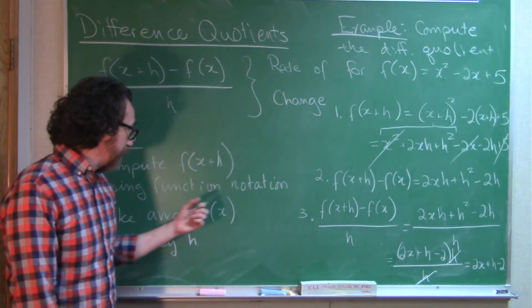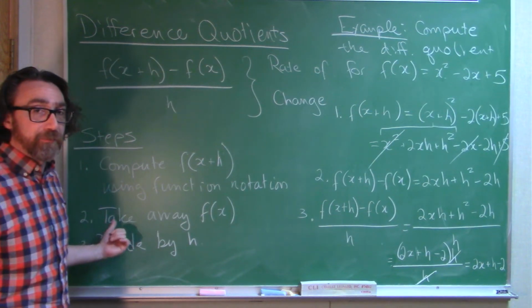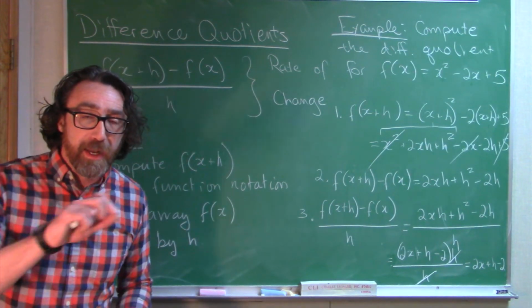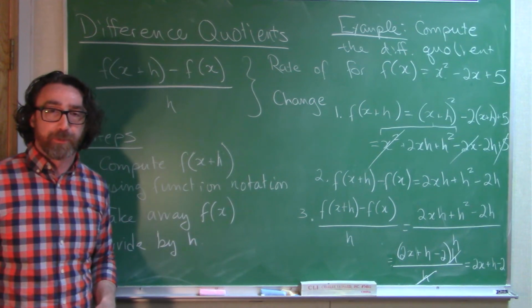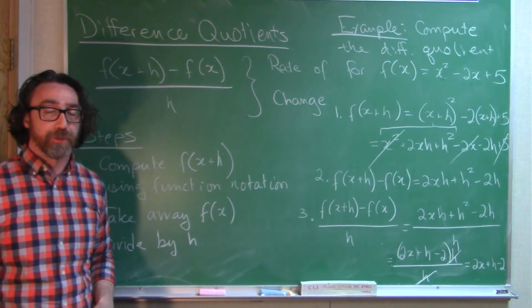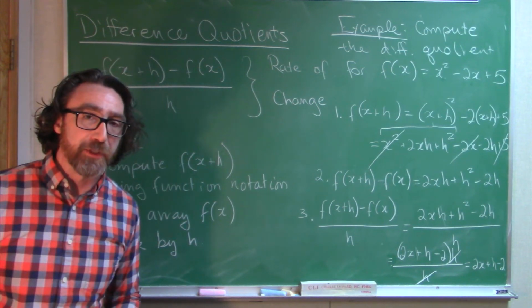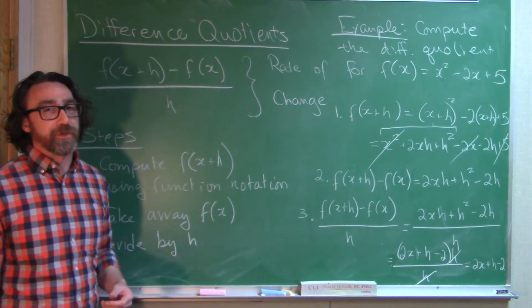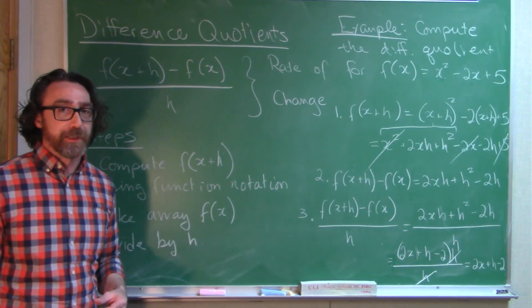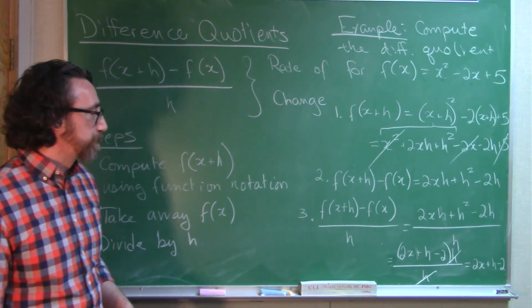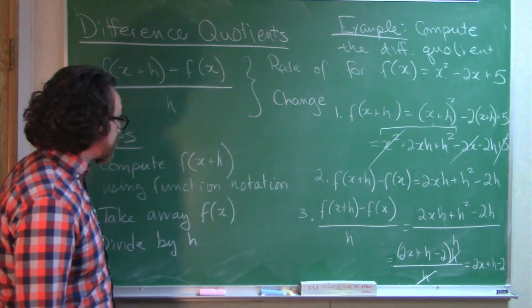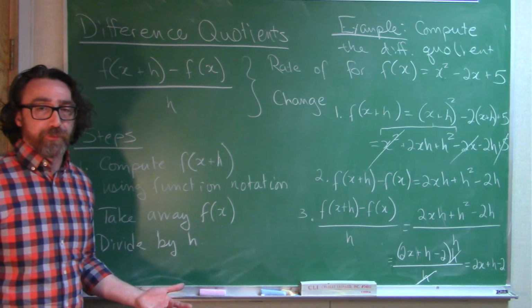Okay? After you do step 2, a big hint is that for the functions that we're going to work with, every term should have an h. There should be a common factor of h. If there's stuff that doesn't have an h, probably an indication that you've made a mistake somewhere, so go back and check your arithmetic. Okay? So we got these 3 steps for dealing with a difference quotient.